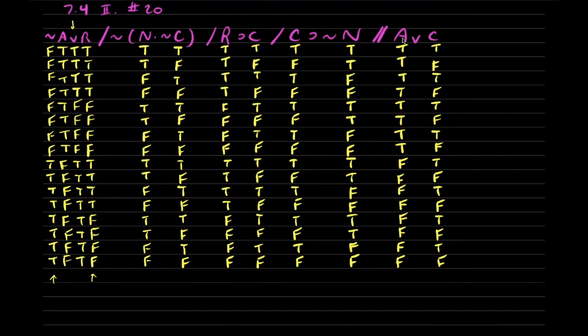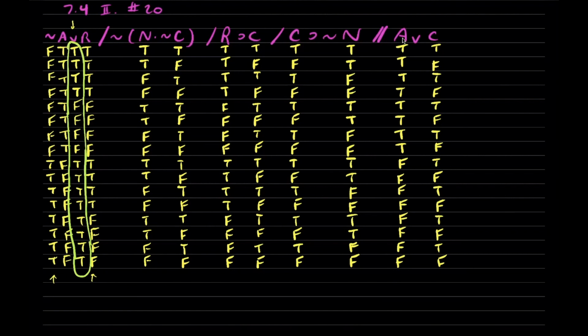And I'm going to use a different color here. I'm going to circle these in green to make it clear which values we care about. So again, I'm just circling the values underneath that main operator now. So everything else is a distraction at this point. Okay.